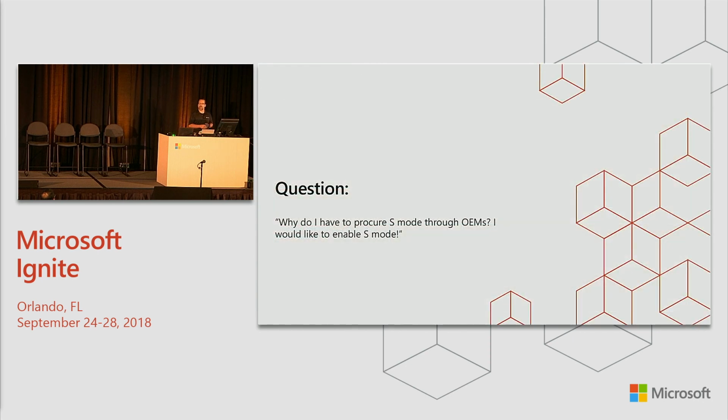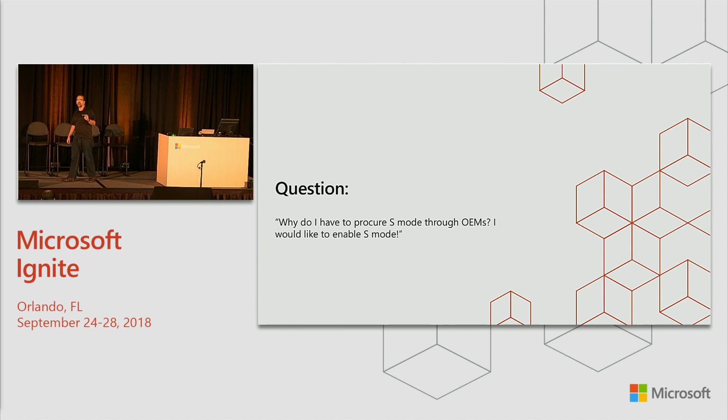So throughout this session, I'm going to talk about questions I get a lot. One of the first questions I get is, Steve, why do I have to procure S-mode through OEMs? I would like to flip a switch and enable S-mode. Now, I'm not telling you that we've ruled that out, and I'm not telling you that we've ruled that in either. But as the current status exists today through RS5, S-mode is available exclusively through OEM channels, primarily because we need to ensure that the OEM provides an ecosystem of hardware support where all of the drivers and firmware, if not inbox, are going to come exclusively through Microsoft Update and Windows Update.